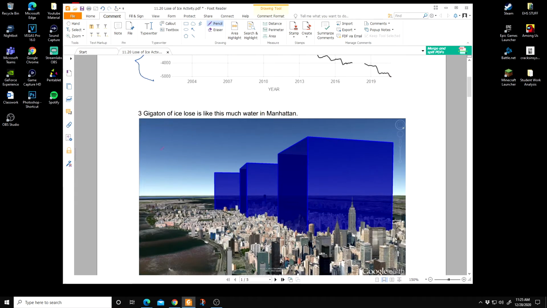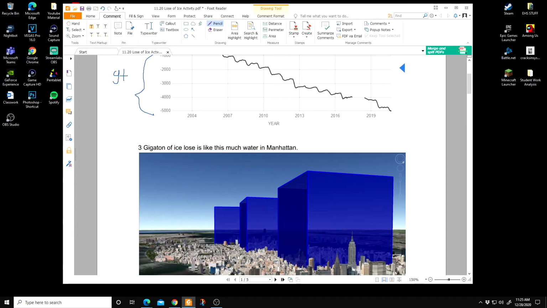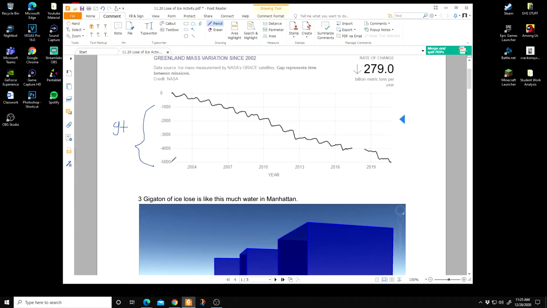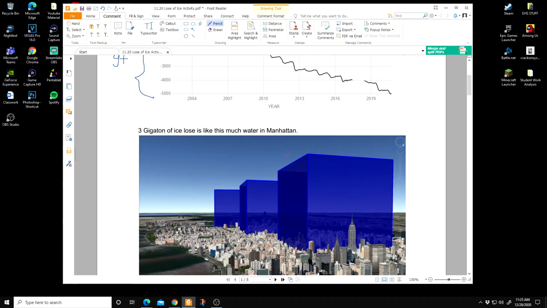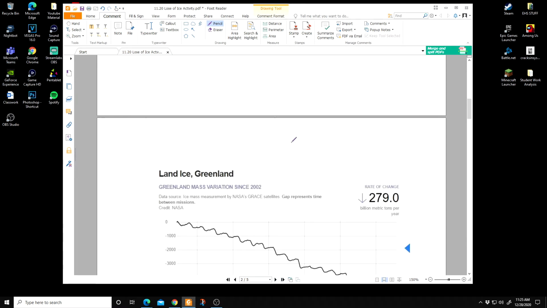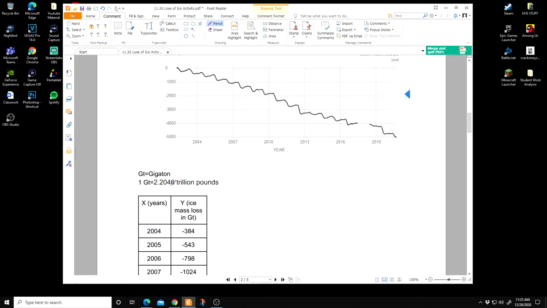In case you're curious, 3 gigatons of ice lost is this much water in Manhattan, New York, which is kind of insane when you think about it. That means we're losing thousands of ice mass, Greenland mass, right? We're losing so much that's being poured into the ocean, which is one of the reasons for why we have a sea level rise. So they kind of went together. So here it is. So we kind of went ahead and labeled it right here. 1 gigaton is equal to 2.2 trillion pounds, by the way, which is pretty crazy.